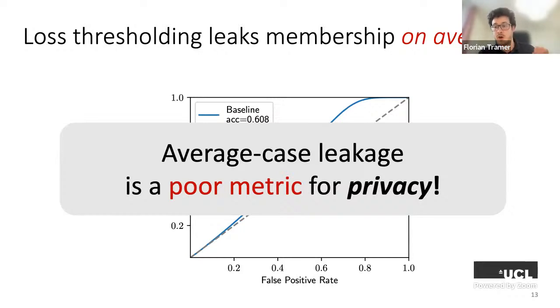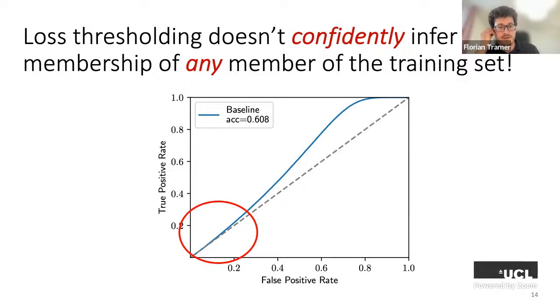An attack that only works for, say, 1% of users, but for those 1% of users recovers the whole social security number, would be a much, much stronger privacy attack, but on average, it actually leaks a lot less information. It turns out that these membership inference attacks have exactly this problem.